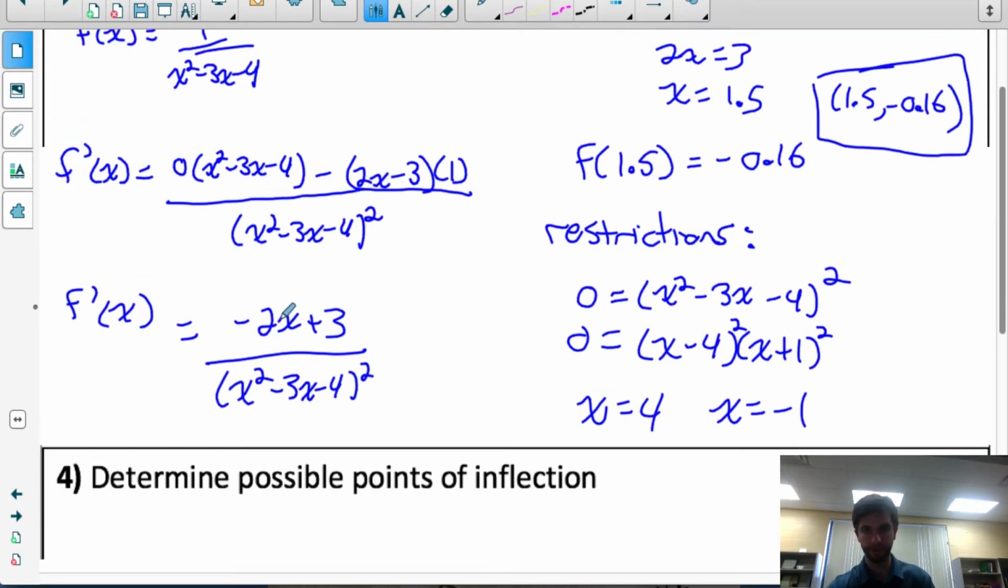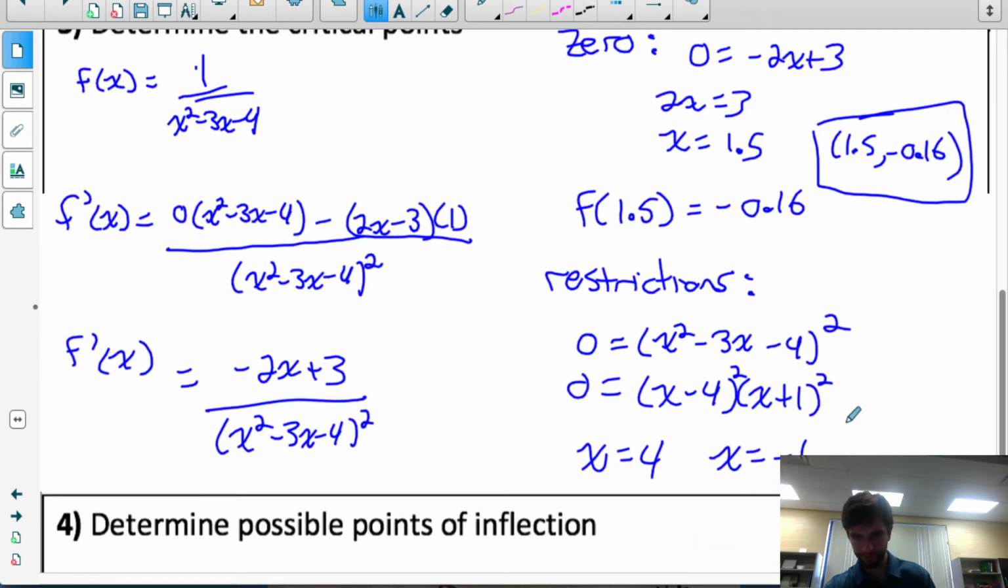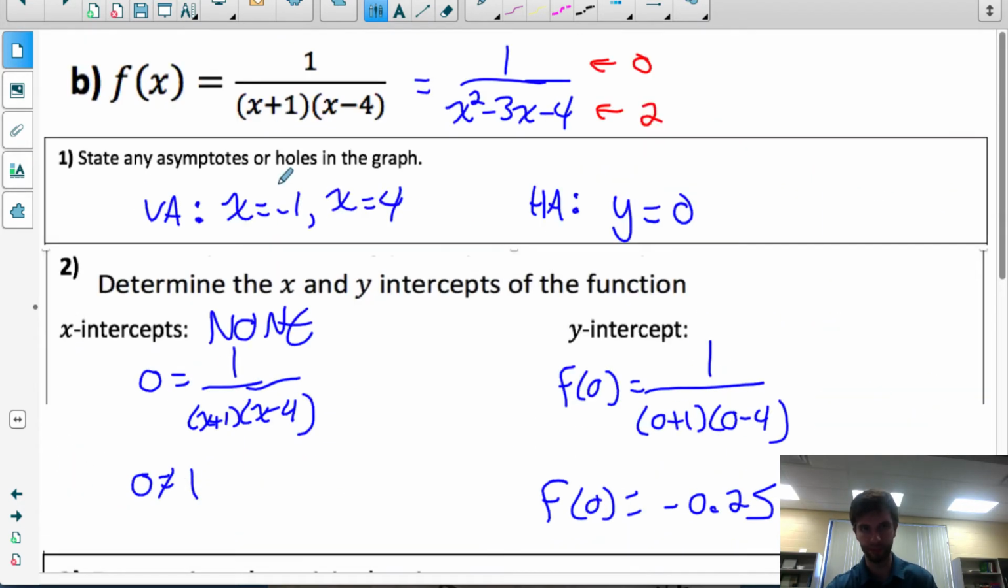But if we look at the original function, notice the original function doesn't exist at 4 or negative 1. Therefore, they can't be critical points, right? These cannot be critical numbers because the function doesn't even exist at those numbers. So we don't have to worry about those. Those are asymptotes on our function. So the restrictions on the first derivative are actually not critical numbers in this scenario because those numbers are not in the domain of the original function.